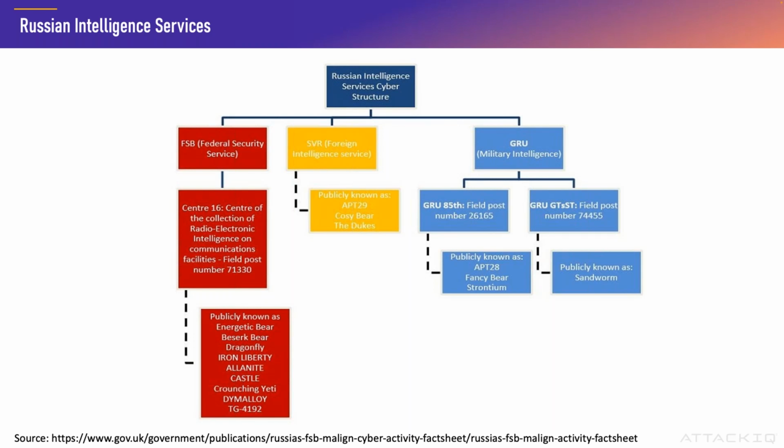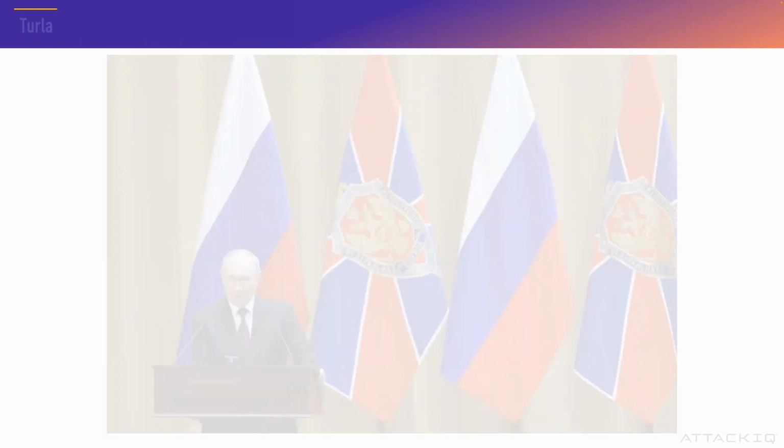And last but not least, we then have the GRU. The GRU is the main intelligence directorate, and they essentially solve problems in the military, political, military technical, economic, and environmental spheres. Some great examples of this would be APT28, Fancy Bear, and of course the infamous Sandworm. So let's move forward then.